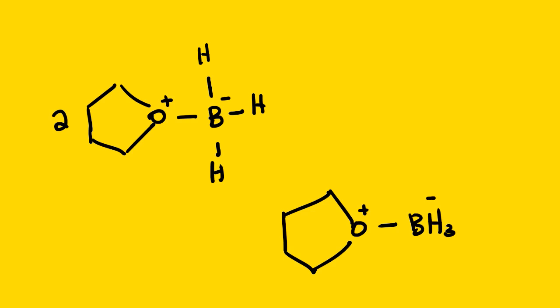This is partially negative, and this one is partially positive. Then the two will neutralize each other, and it is represented like this. So we call this a borane, and we normally write it like this. It's a reagent that we use to add on the double bond of an alkene to give an alkyl borane. And then after yielding an alkyl borane, we use hydrogen peroxide to oxidize the alkyl borane to form an alcohol.